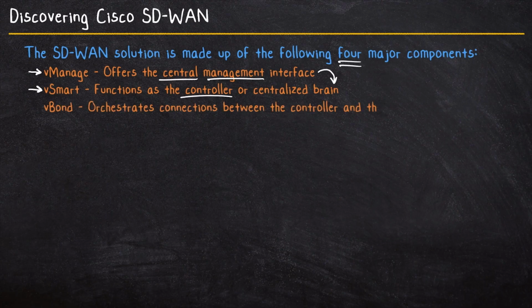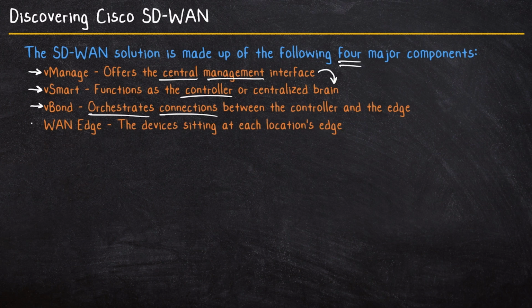The next component is vBond. This one orchestrates the connections between the controller and the edge. The edge is what we're going to be talking about next. But this is essentially the connection manager for SD-WAN.